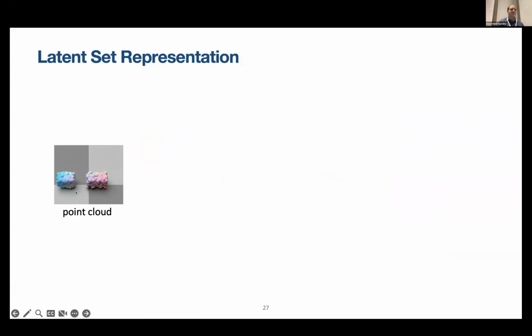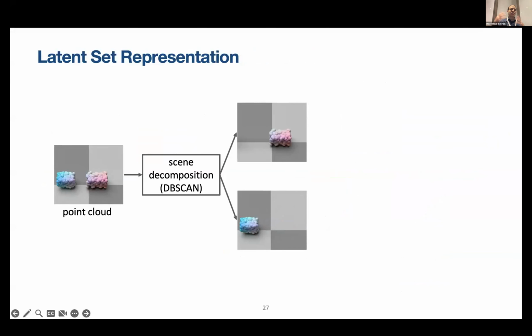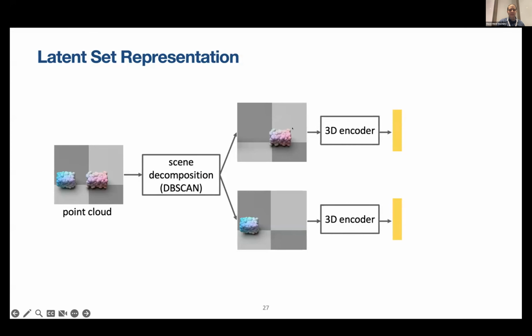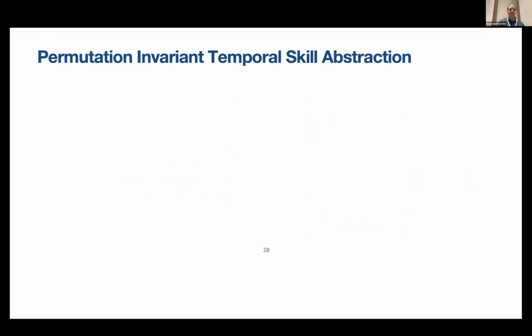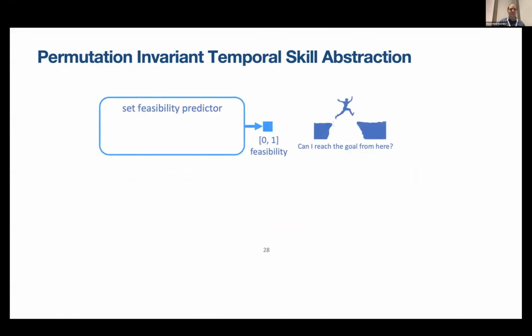So given some point cloud observation, we will first cluster the points into 2 different sets. And then we will encode each separate point cloud into a latent vector, and we combine these latent vectors to form our latent set representation. So we'll assume that we have some arbitrary number of separate point clouds in our latent set, and now we want to plan over these latent sets. So how do we plan over latent sets? We now need a skill abstraction over latent sets.